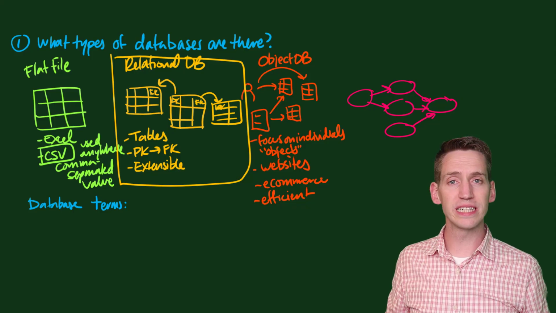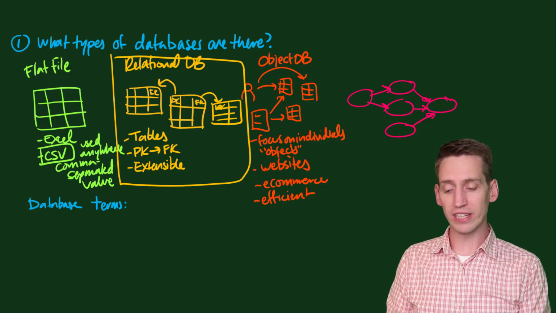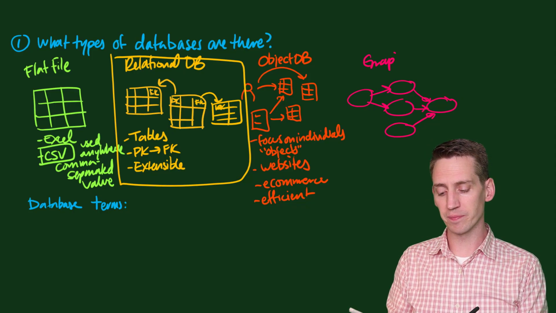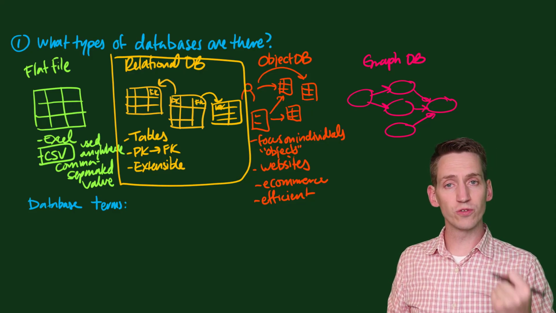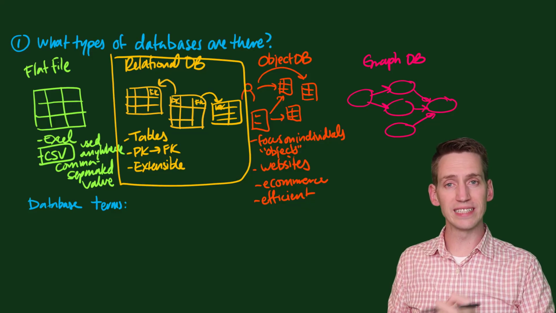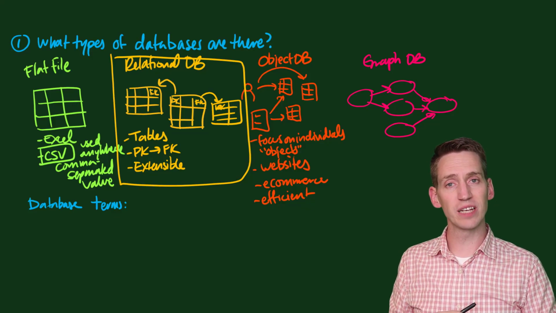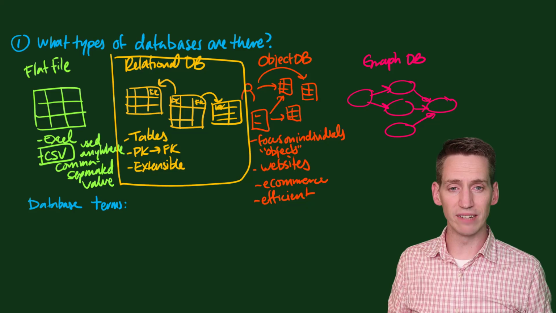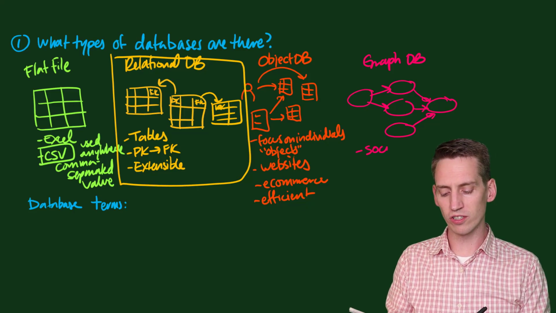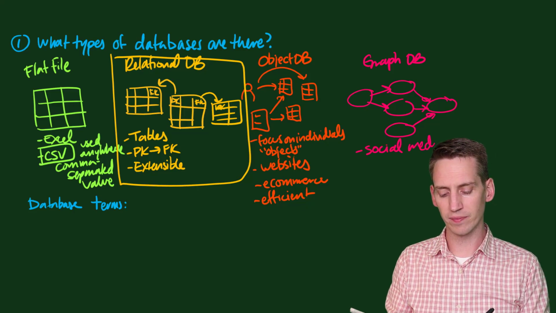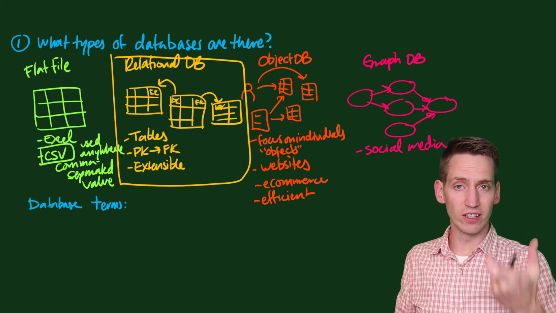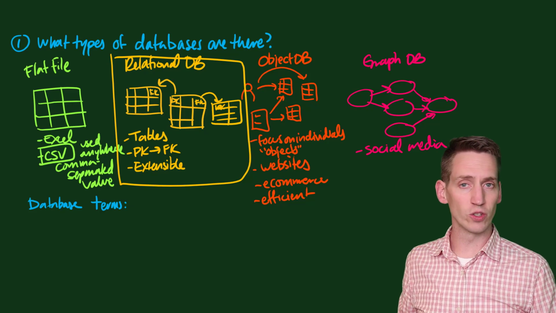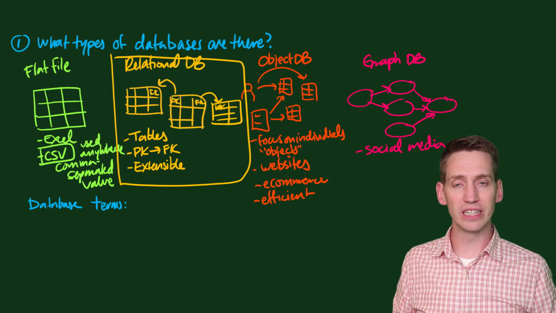Finally, something that we see with the advent of social media are these things called graph databases. Graph databases are used to connect individual transactions and objects similar to an object database, but at a much more precise level. So these are very common for social media websites, like Facebook and Twitter, where the objects are the tweets or the statuses or the pictures that we're connecting between individuals.